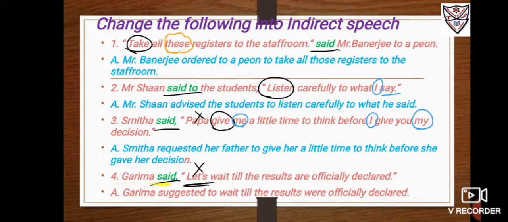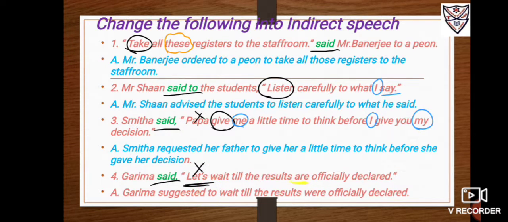Number 4, Garima said, "Let's wait till the results are officially declared." So reporting verb is said. First step is to go for the reporting verb. Next step is to go for the reported verb. Whenever let's is used, it shows suggestion. So it is Garima suggested. Because it is imperative, we are not going to use that. And wait is the verb, so it becomes to wait. So we have used the infinitive to.